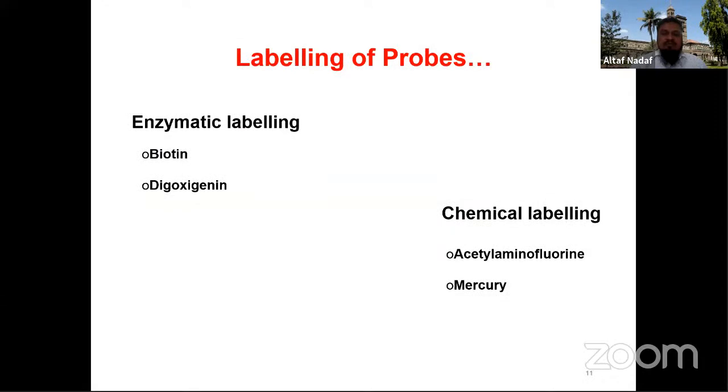Now, as we have seen, the probe is complementary to the nucleic acid, so obviously it will go and bind to the nucleic acid, right? But we need to detect where it has gone and bound. For that purpose, you need to label the probes.